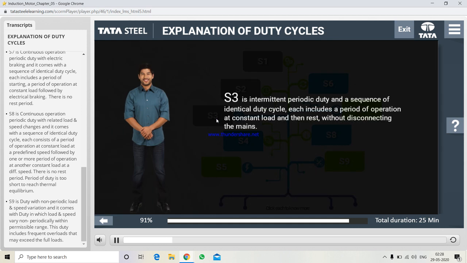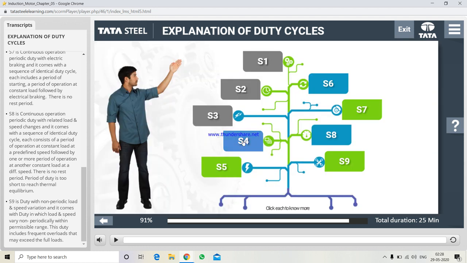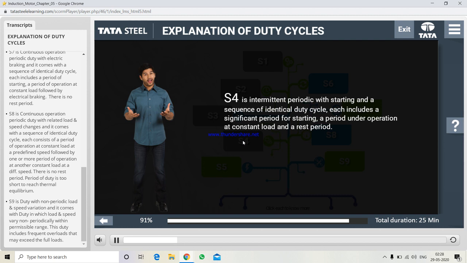S3 is intermittent periodic duty, a sequence of identical duty cycles. Each includes a period of operation at constant load and then rest without disconnecting the mains. For this type of duty, starting current does not significantly affect temperature rise. S4 is intermittent periodic with starting, a sequence of identical duty cycles. Each includes a significant period for starting, a period under operation at constant load, and a rest period.